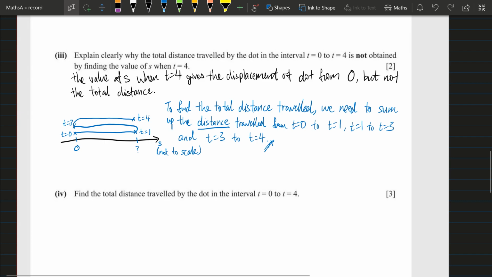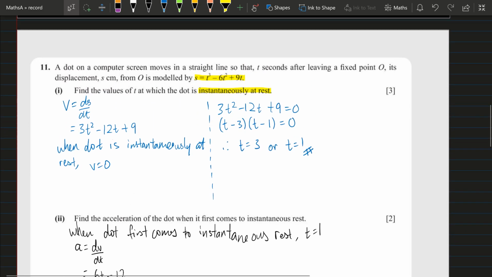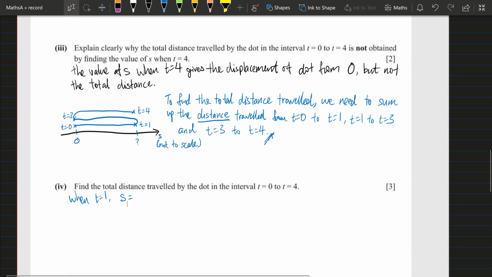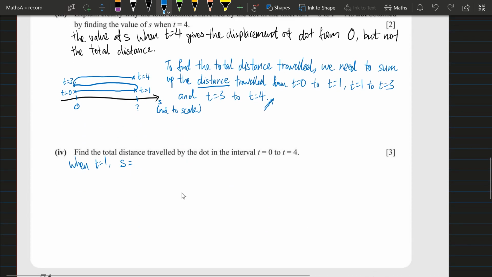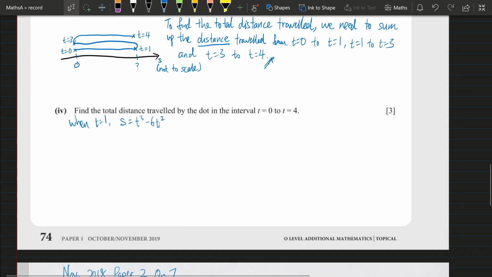So now we want to find the total distance traveled. So let's say, so displacement, right? So when t equals to 1, s would be equals to, remember the equation all the way at the start, t cubed minus 6t squared plus 9t. So s equals to t cubed minus 6t squared plus 9t.